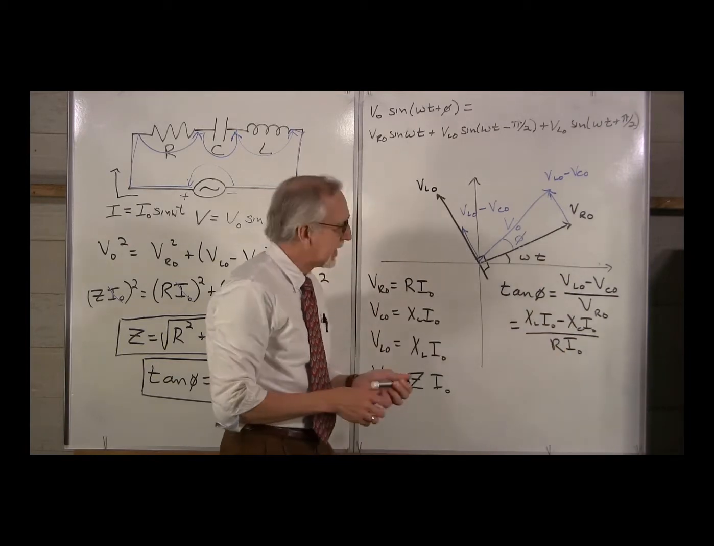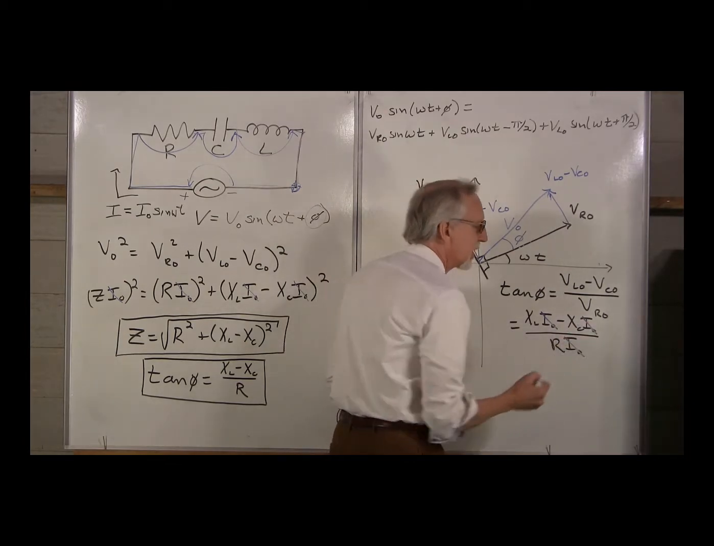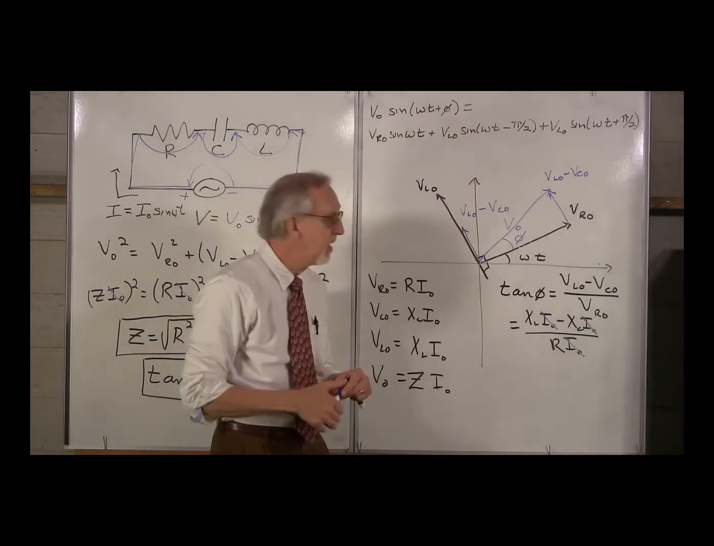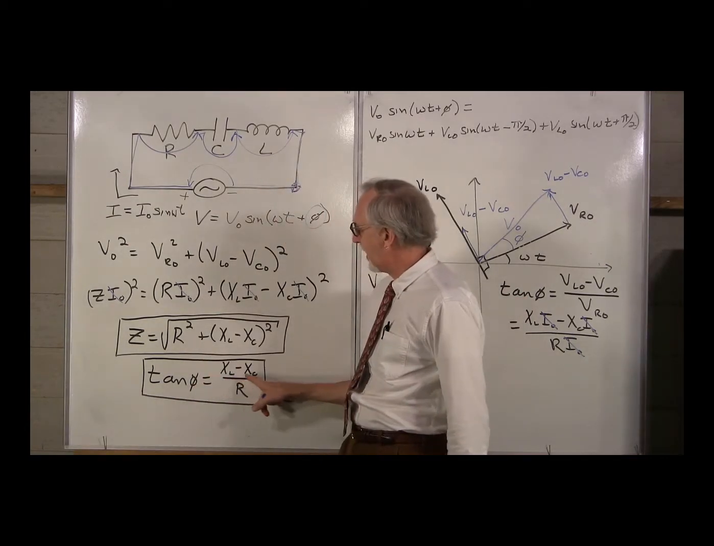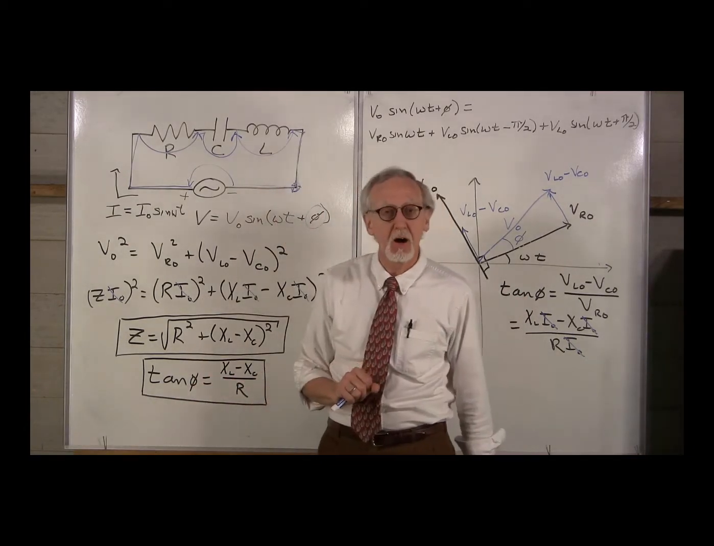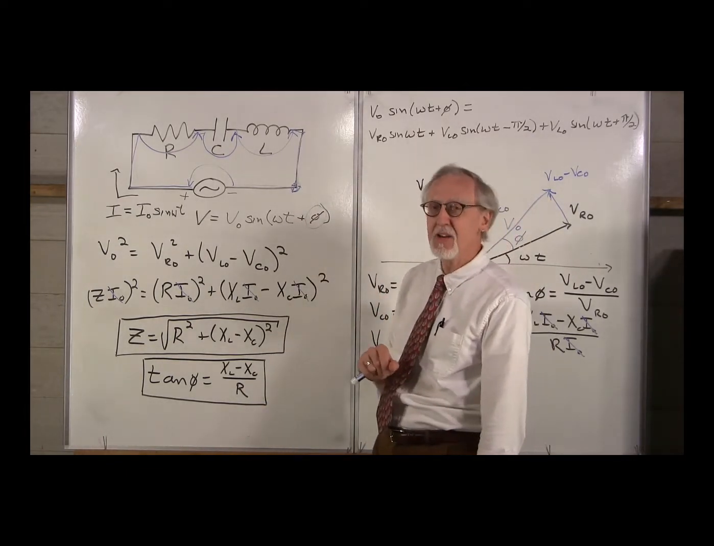Well, from that we can see that we can factor out the current from the top and the bottom, leaving us with tangent of phi equals XL minus XC over R. Now we're done. Well, for this analysis part anyways.